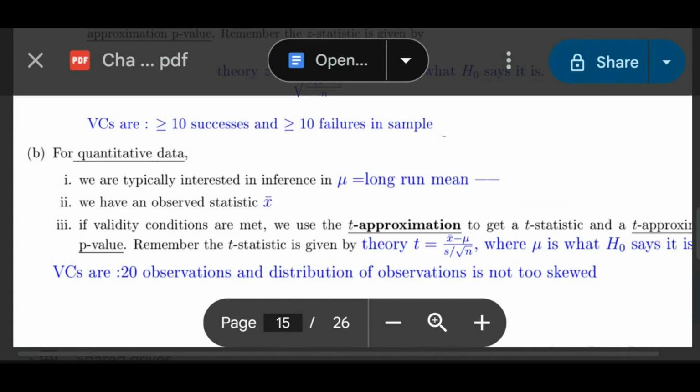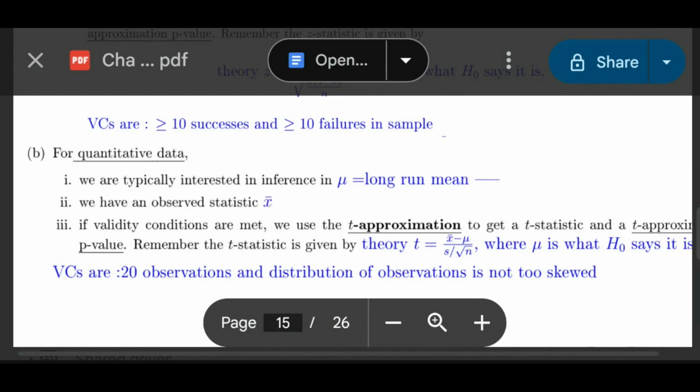For theory T, the VCs sound different. The VCs are you need at least 20 observations, and when you plot the observations on some kind of dot plot or histogram, there should not be much skewness. It should be like a bell.